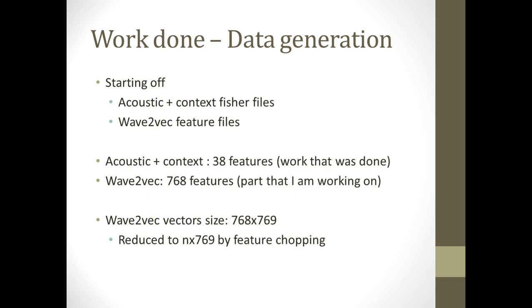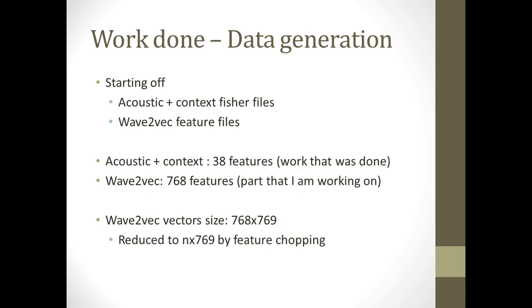The acoustic and context features have 38 features. The wav2vec model has 768 features. My wav2vec model generated 768 features for each and every syllable. Now, giving 768 features for each, across some 769 rows, for each and every syllable is very hard.